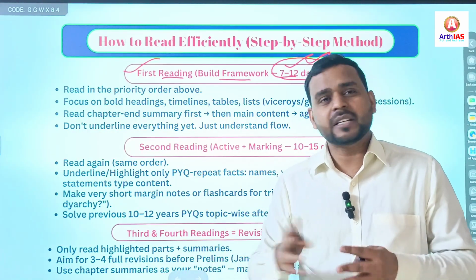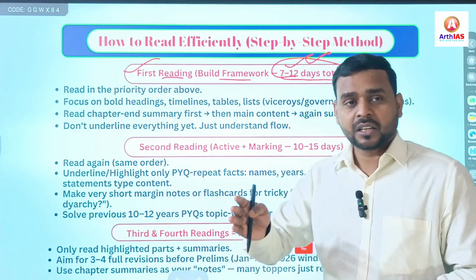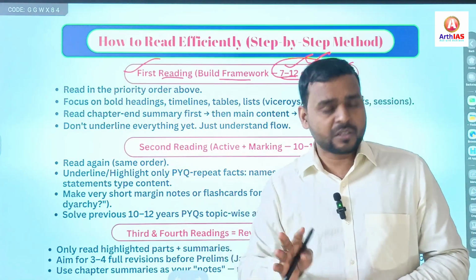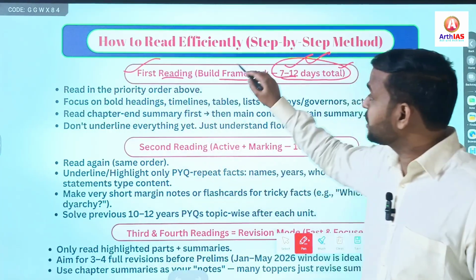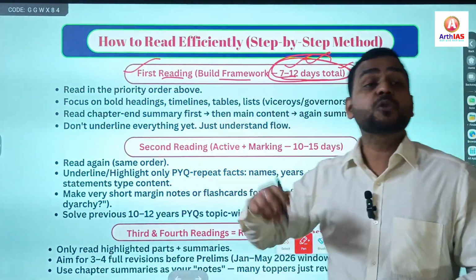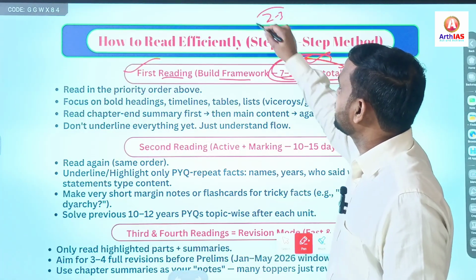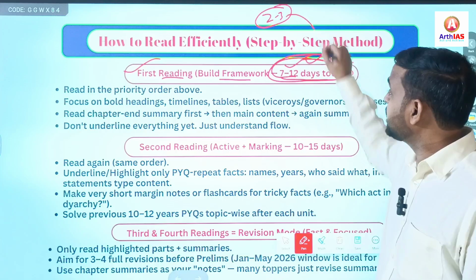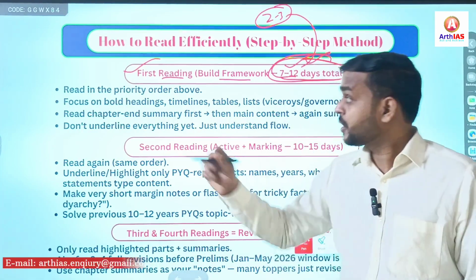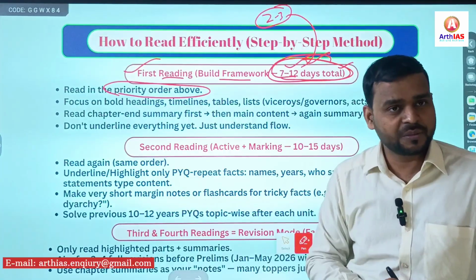Hardly 110 days are left for prelims. So try to finish this book, the first reading. If you have read it, then good. And if you are reading this book for the first time, then try to finish this book within 7 to 12 days, and spend hardly 2 to 3 hours daily. That is more than sufficient. And try to finish within 7 to 12 days. So here, read in the priority order as I have mentioned.